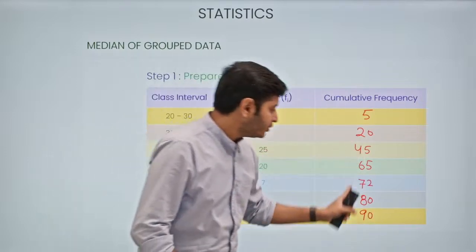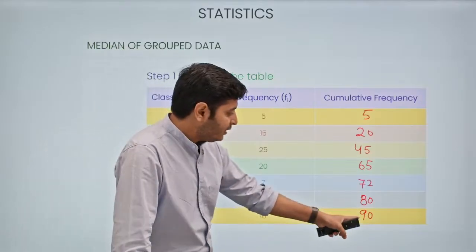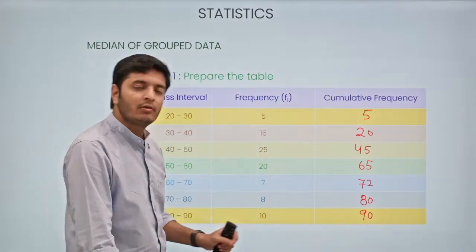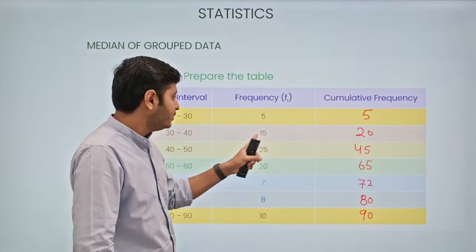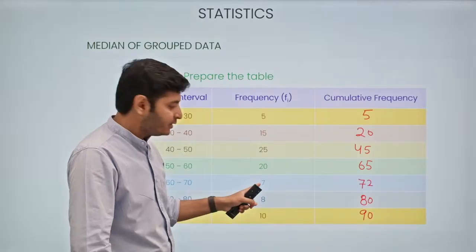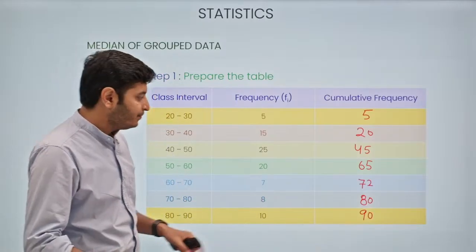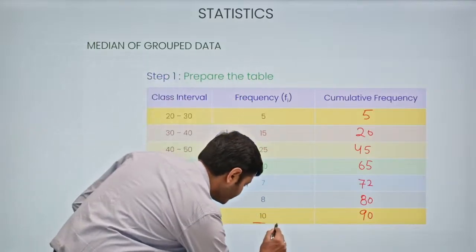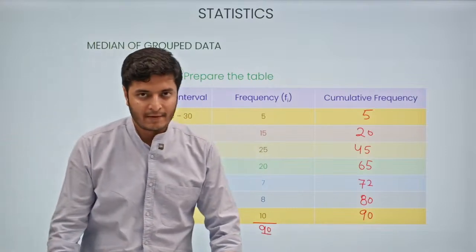After finding all the cumulative frequencies, I'm going to check one thing, that the last cumulative frequency should match the sum of all the frequencies. Let's see. 5 plus 15, 20. 20 plus 25, 45. Plus 20, 65. 72, 80 and 90. If they are matching, well and good. Now, the n value we have is 90, because n is nothing but the summation fi.